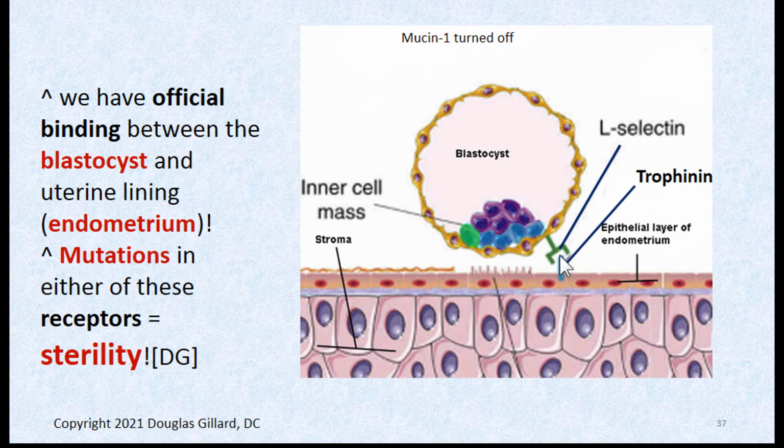So if you have a mutation, here's a good one for my questions: a mutation in the blank receptor causes the blastocyst not to be able to bind to the endometrial wall. I could say a mutation in the L-selectin gene, or a mutation in the trophinin gene. If you have a mutation in either one of those genes, you're not going to be able to get pregnant because you can't bind to mom's wall. So it could be the guy's fault too, may not be mom's fault.